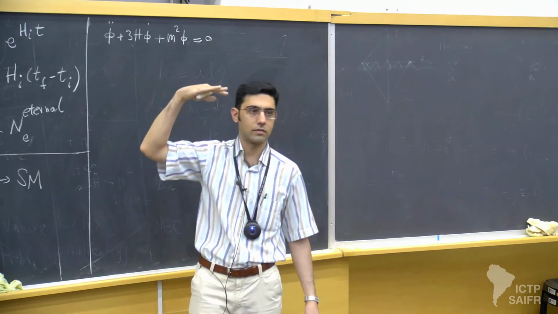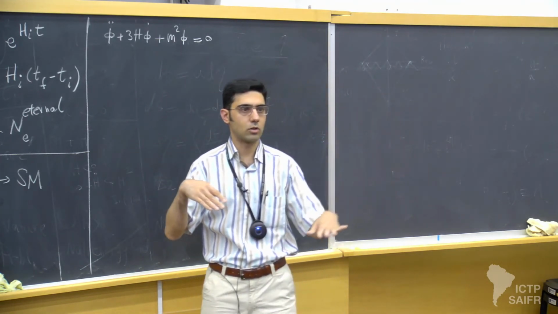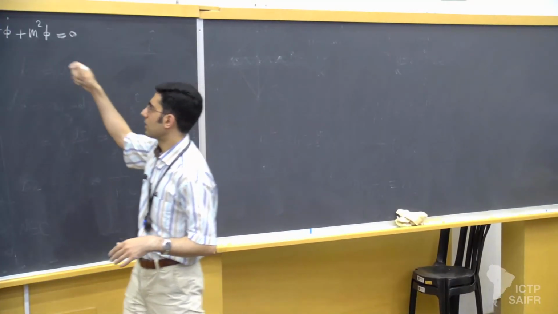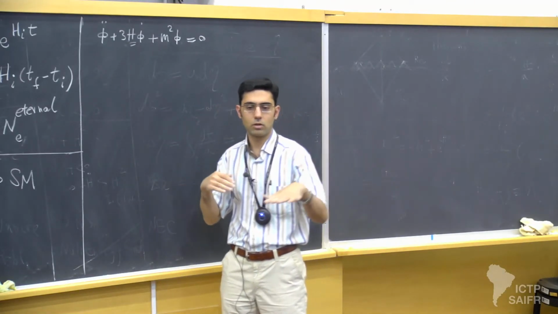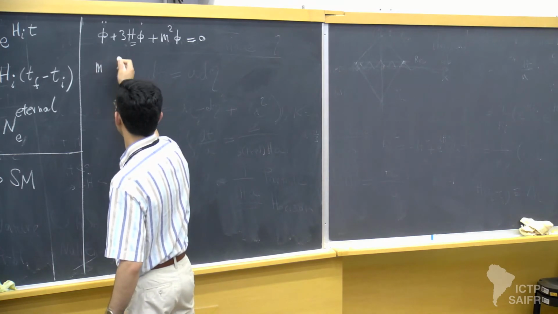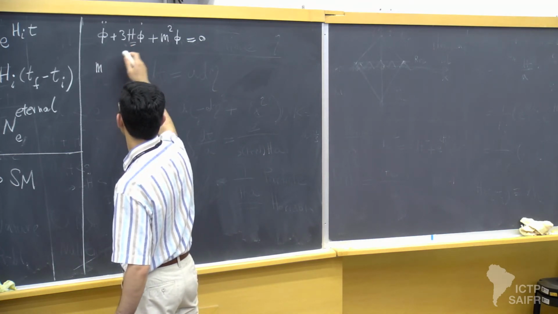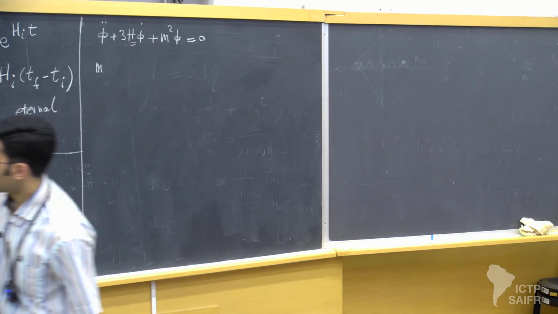Remember, the scale of inflation depends on the value of the potential. Sorry, not the scale of inflation, but the Hubble rate. It depends on the energy density. So as I go lower and lower, H becomes lower and lower. Eventually, this H becomes less than m. Remember, before it was larger.